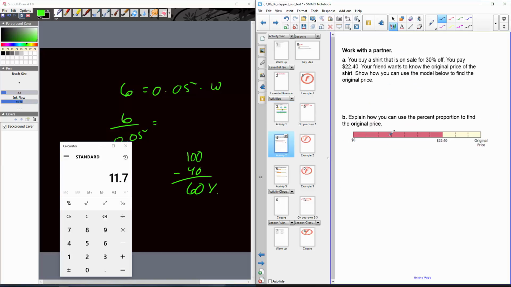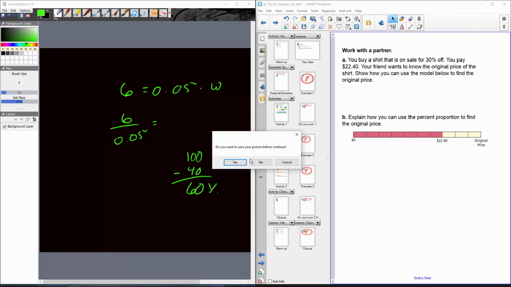Now we're going to go through here and start doing a few more that are pretty cool. So it says here that you buy a shirt that's on sale for 30% off. That's why I have 3 of these marks gone, because I've only paid really 70% for the shirt, right? And it says you paid this much, $22.40, and your friend wants to know the original amount. Now, if I take $22.40 and I divide it by how many squares there are here, and there's 1, 2, 3, 4, 5, 6, 7, so divided by 7, that means that each square is $3.20. Well, if I know that there was originally 10 of them, I could take that number times 10, and I get 32. So the original price is $32.